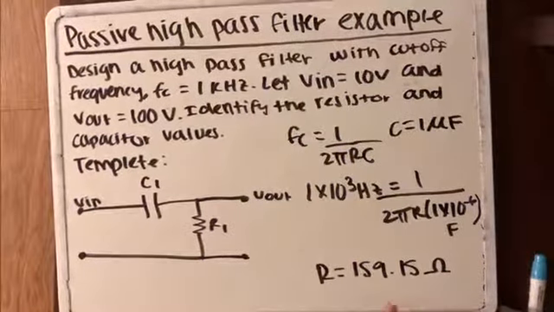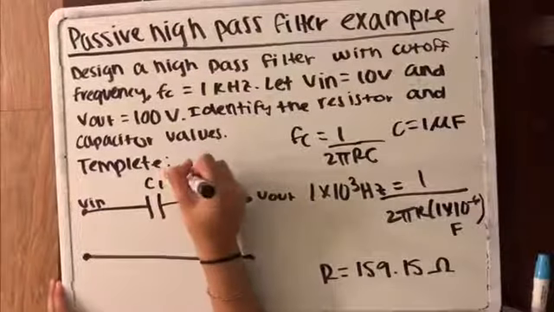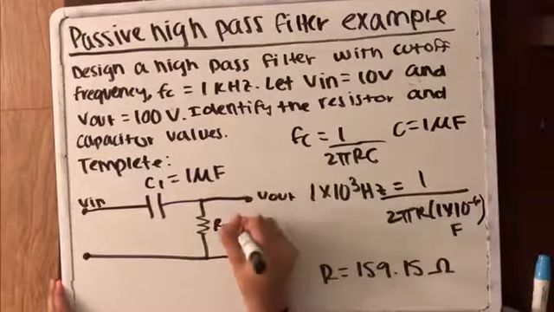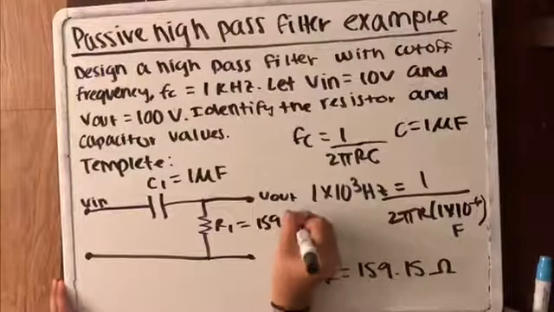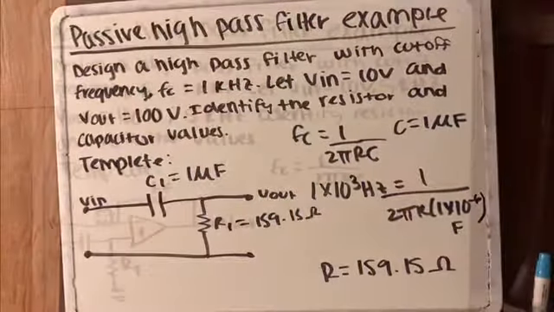And then after this, we can plug the capacitor value and the resistor value into the circuit and get C1 is equal to 1 microfarad and R is equal to 159.15 ohms. And that's how you design a passive high-pass filter.